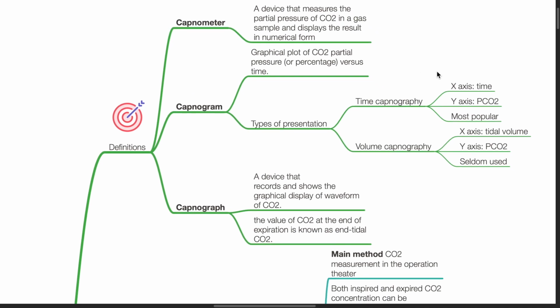types of presentation include time capnography, where the x-axis is time and the y-axis is PCO2, and volume capnography, where the x-axis is the tidal volume and the y-axis is the PCO2. Time capnography is more popular than volume capnography. A capnograph is a device that records and shows the graphical display of the waveform of CO2. The value of CO2 at the end of the expiration is known as the end tidal CO2.